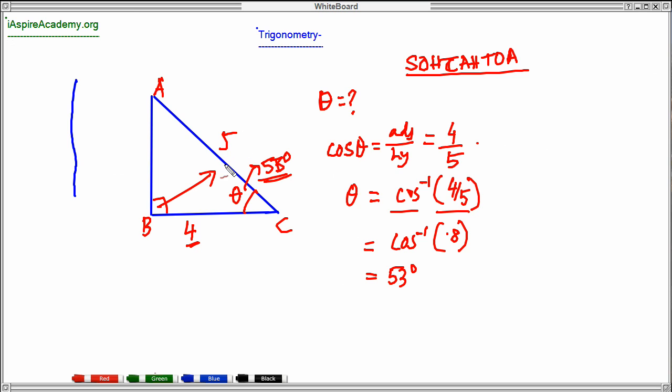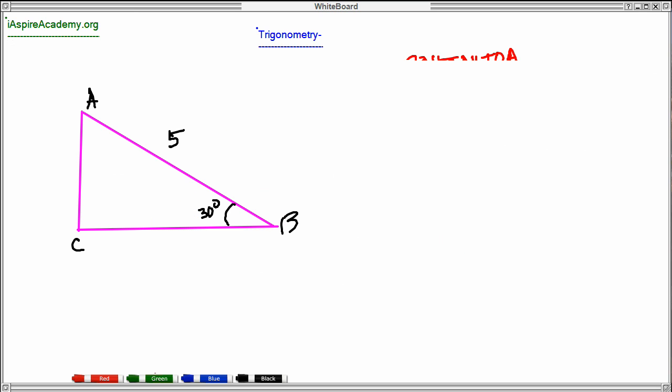Now let's take a different problem. In this particular case we were given the length of the sides and asked to find the value of the angle. Now let's take just the opposite of it, where we are given the angle and we have to find the length of the side. So in this case we are given that the hypotenuse is 5 and the angle is 30 degrees, and we have to find this side and this side.